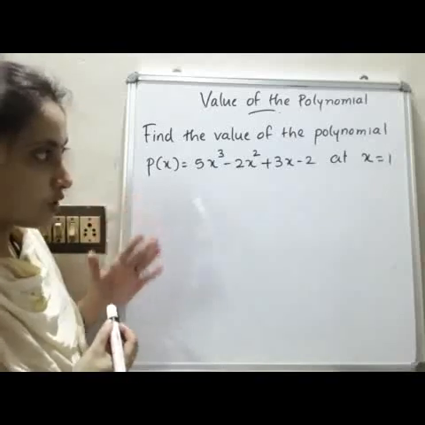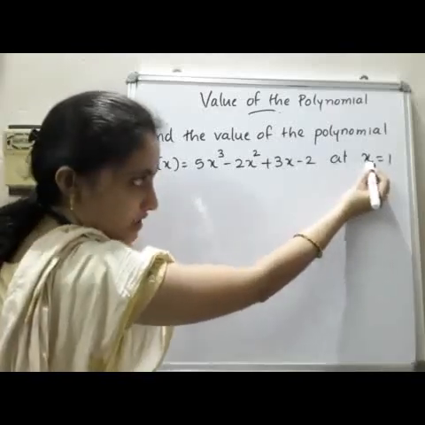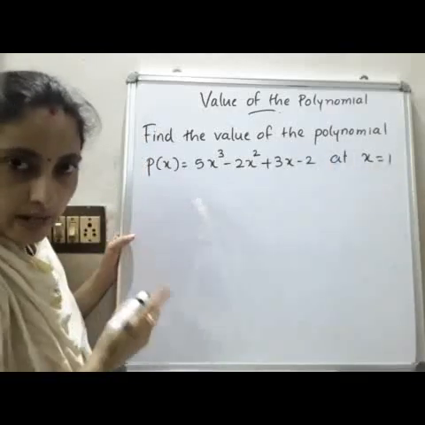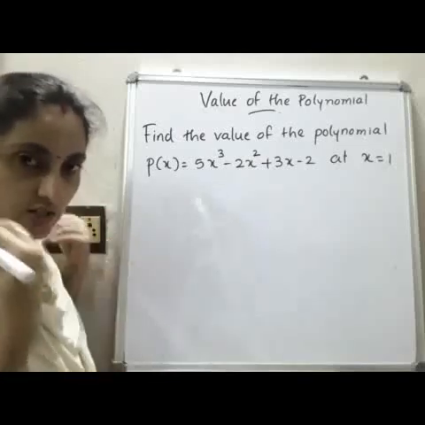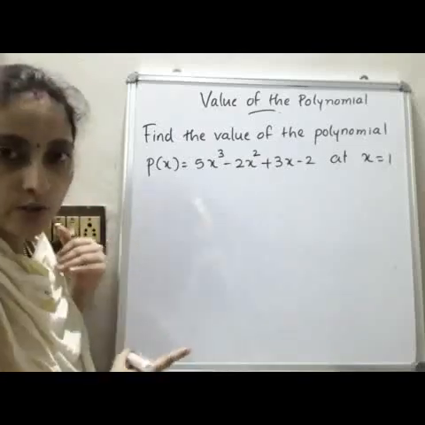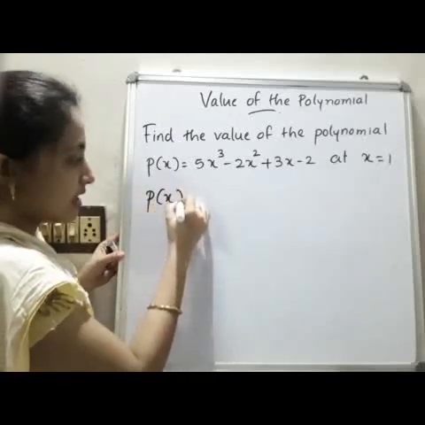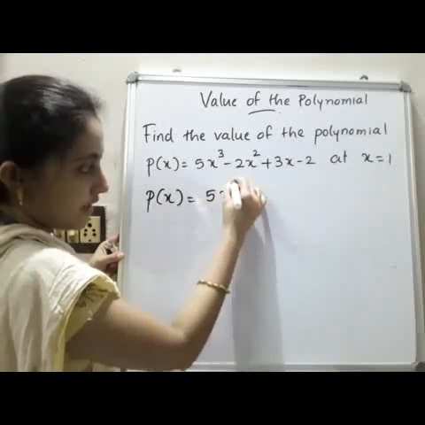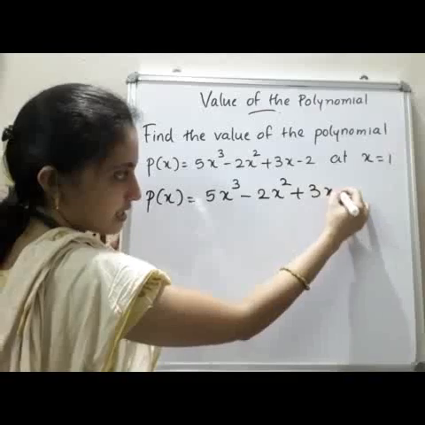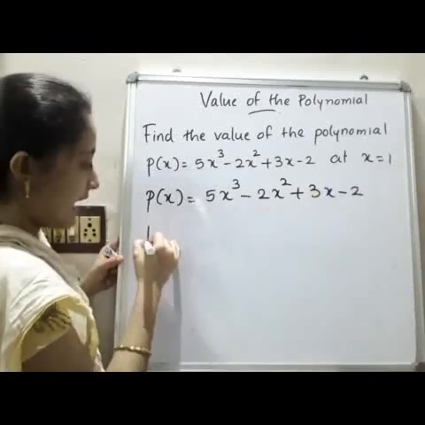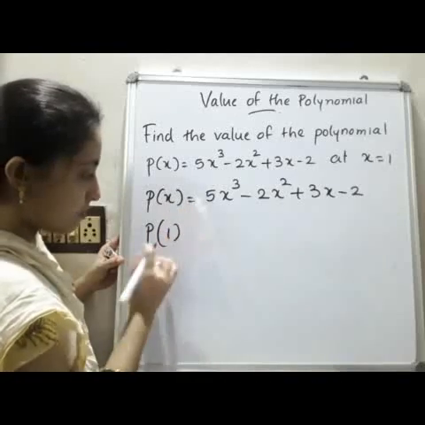So what you have to do is, you have a polynomial in x. You have to replace that x by which number? 1. Wherever x is there, you have to change that x, and instead of that, you have to put 1. So answer, how will you write it like this? P of x is equal to 5x cube minus 2x square plus 3x minus 2. Then at x is equal to 1, so you replace x by 1, that is p of 1.